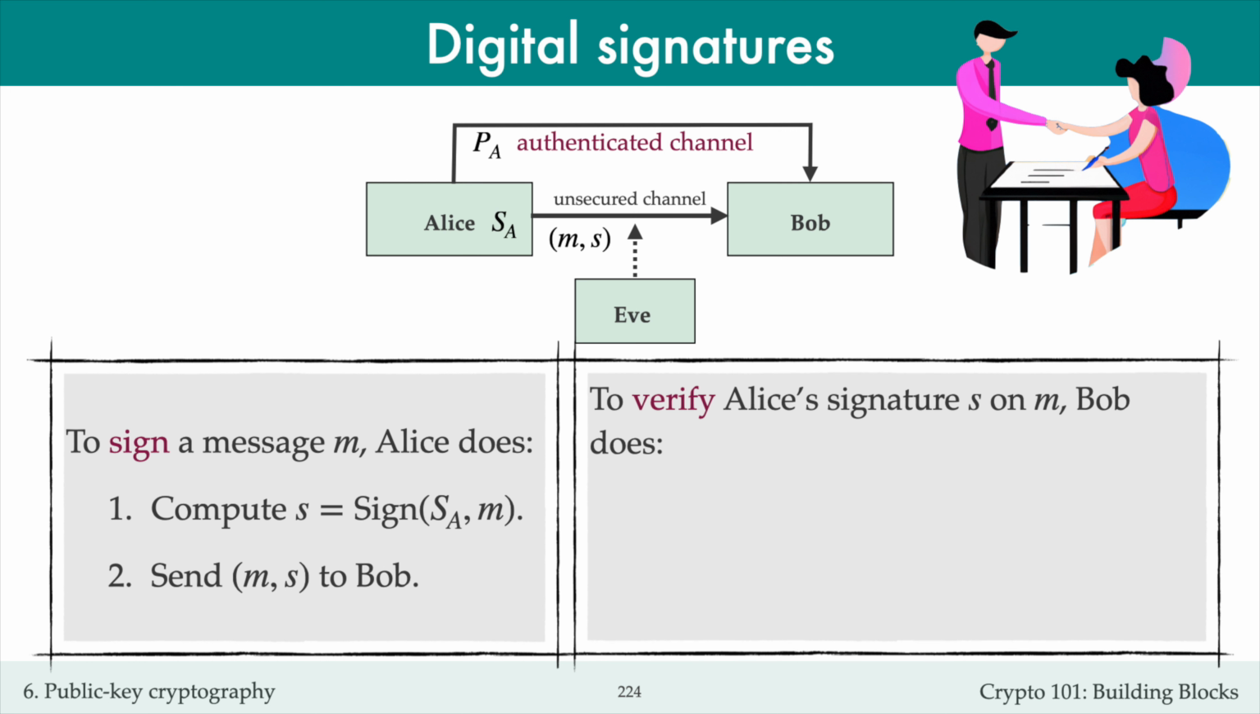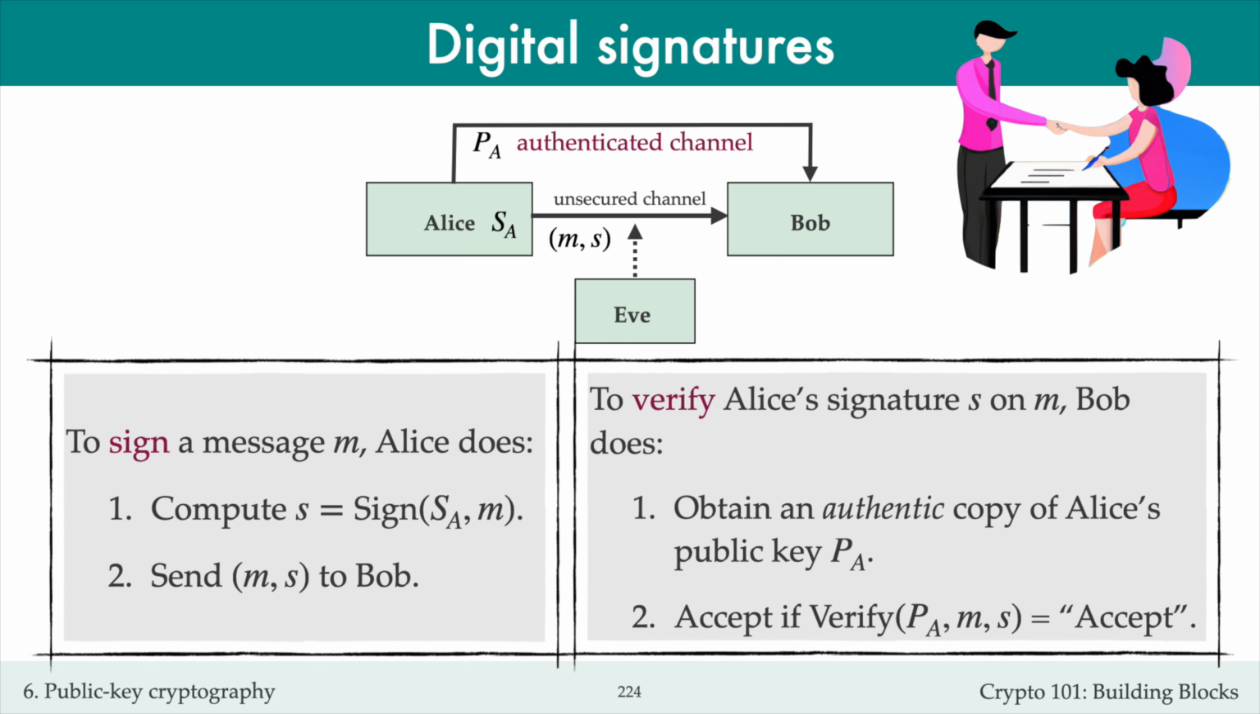To verify Alice's signature on the message, Bob does the following. Bob first obtains an authentic copy of Alice's public key PA. This is done by somehow communicating over the authenticated but non-secret channel. Bob then applies a verification function which takes as input Alice's public key, the message, and her signature, and outputs accept or reject.